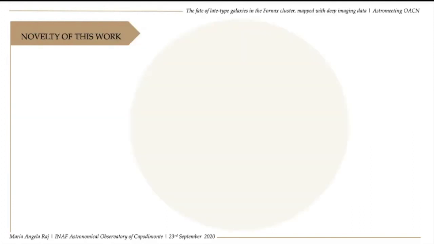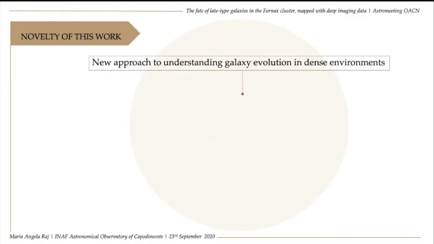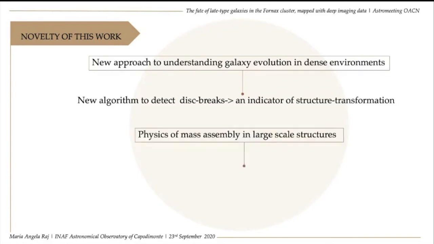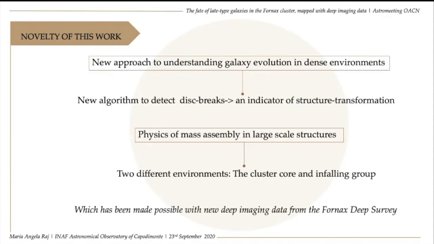The novelty of this work is that we have a new approach to understanding galaxy evolution in dense environments. That is, via the algorithm to detect disk breaks, which is a good indicator of structure transformation, and comparing this information to other observational properties. We have explained the physics of mass assembly in large-scale structures. The densest parts of these large-scale structures are groups and clusters, and through this work, we've shown how different the impact of the environment is on the cluster galaxies and the infalling group galaxies. And all of this has been made possible with new deep imaging data from the Fornax Deep Survey.